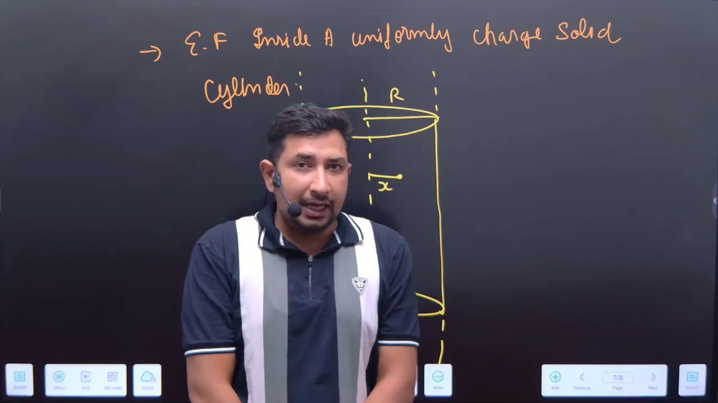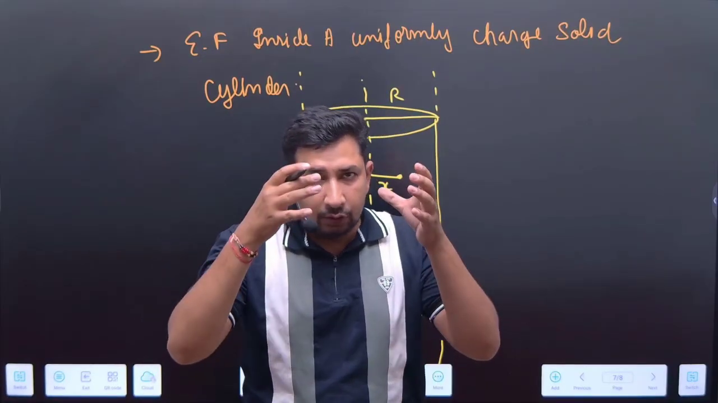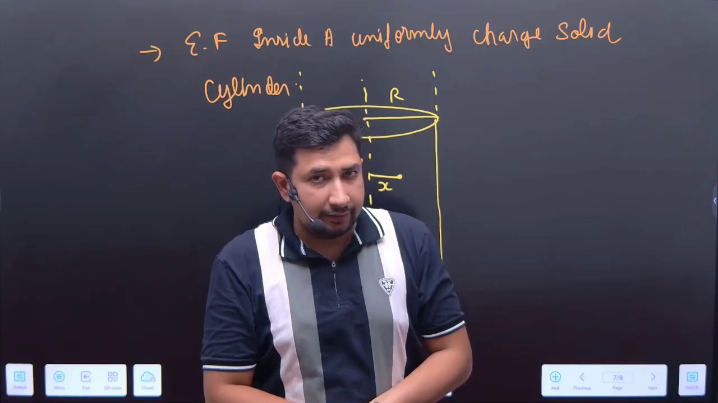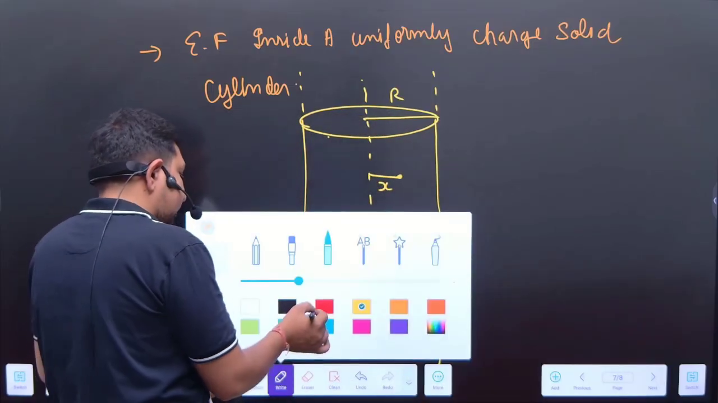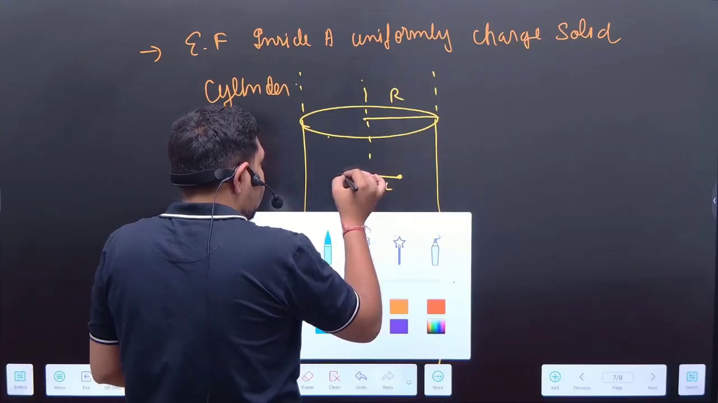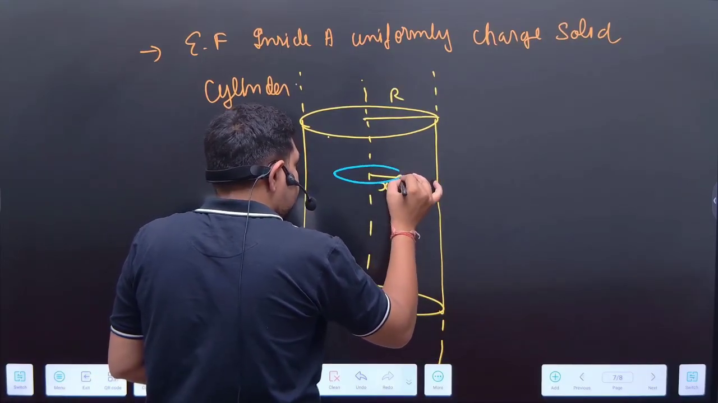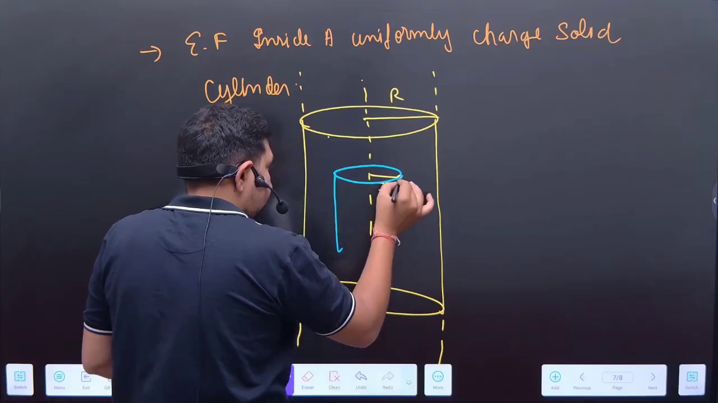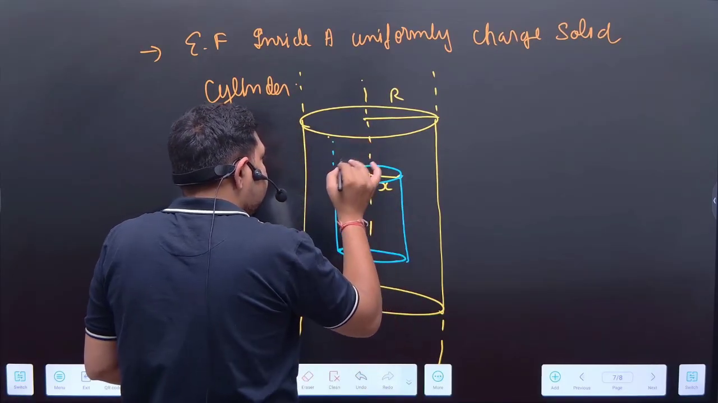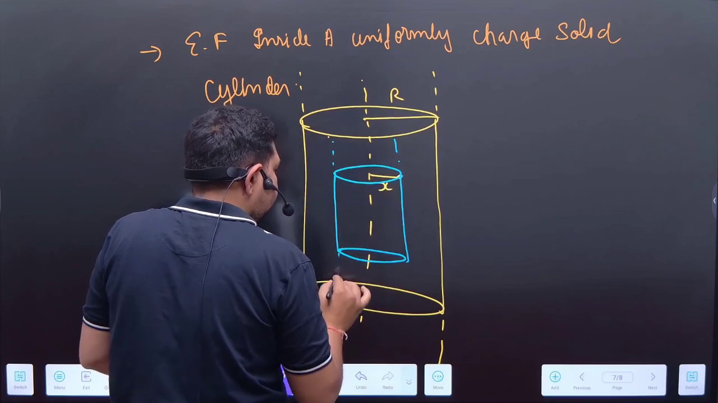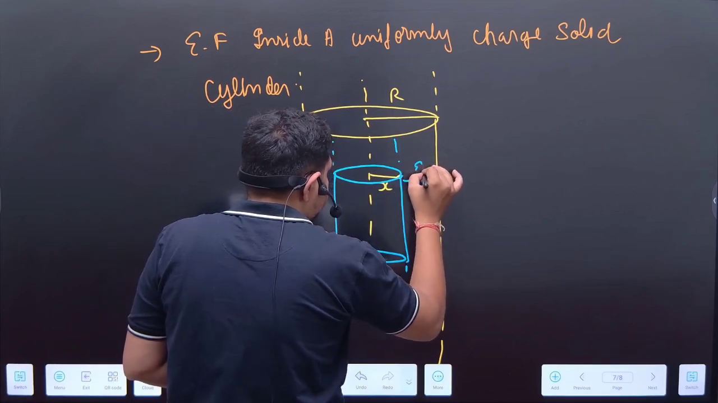Now, the challenge is that the Gaussian surface has to be symmetrical to this entire cylinder, right? So let us take the Gaussian surface that itself is a cylinder, and that Gaussian surface is somewhere over here, right? This is the Gaussian surface, and we are interested in finding the electrical field. This Gaussian surface would also be like this. Okay, we are interested in finding the electrical field at this surface.